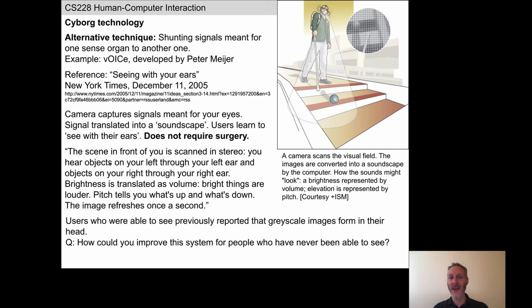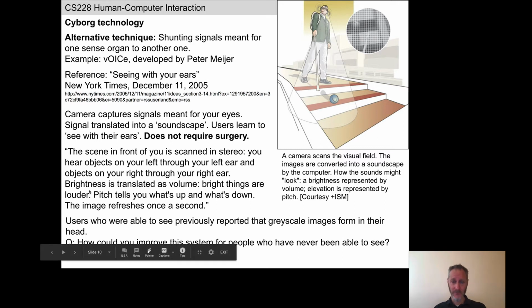So objects that are close to the user on their left side are translated into a sound feature that they hear from their left ear. Objects on the right are translated into some auditory signal they hear through their right ear. So if you're about to hit an object on the left side of your body, you hear a loud sound in your left ear. Same thing with the right side.